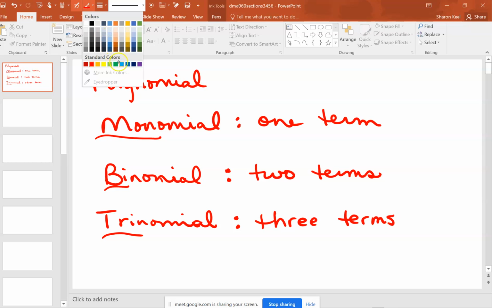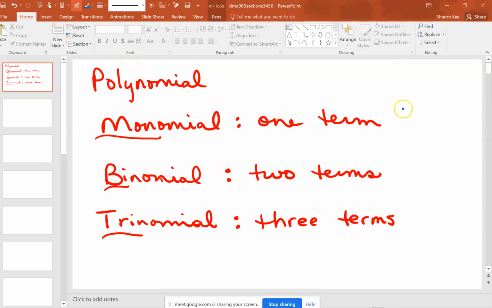So an example of each of these: a monomial could be just simply 3x squared. A binomial with 2 terms could be, let's say, 3x squared plus 4x. A trinomial with 3 terms could be 3x squared plus 4x minus 7. So one term is a monomial, 2 terms is a binomial, 3 terms is a trinomial. All of them are polynomials. And if you have more than 3 terms, we just generically use the word polynomial.